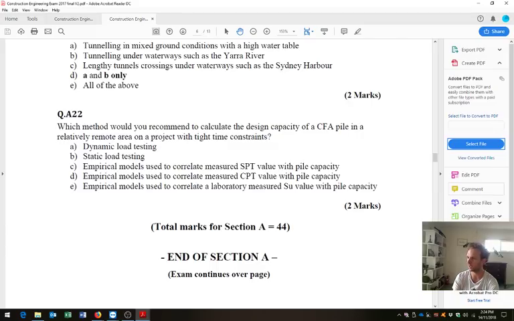It's pretty interesting. So, dynamic load testing, it's going to take less time than a static load test, but we have to install the pile first. So if we're doing some preliminary calculations, it's not really appropriate. If we just want a quick answer, then SPT or CPT are both appropriate, but SPT is far more approximate than a CPT.